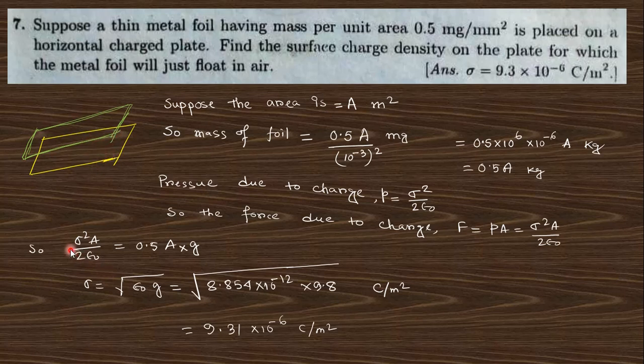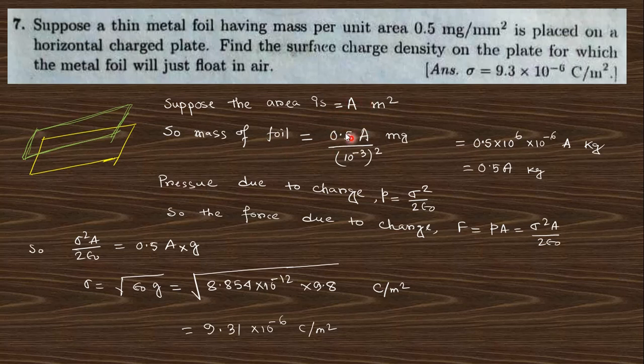So the force will be sigma squared A by 2 epsilon naught, and this force will be balanced by the weight of this foil. The weight of the foil means the mass into g. So what will be the mass?